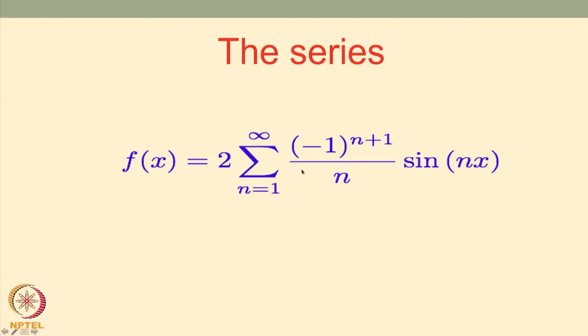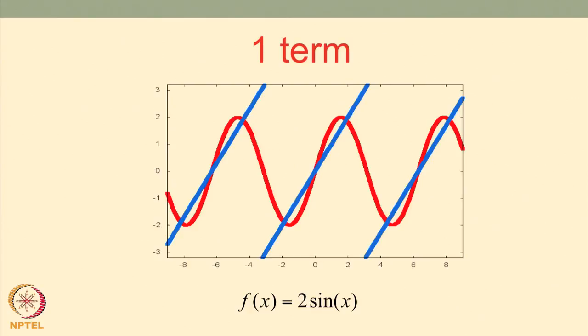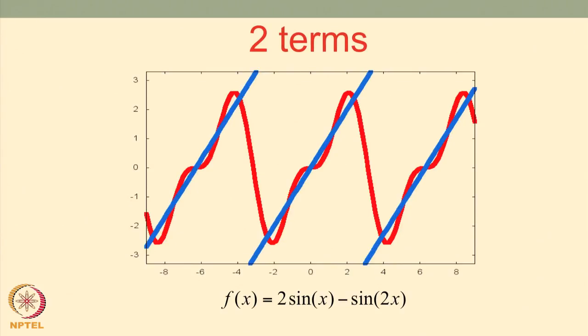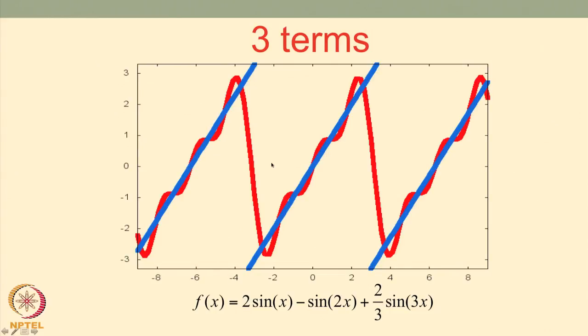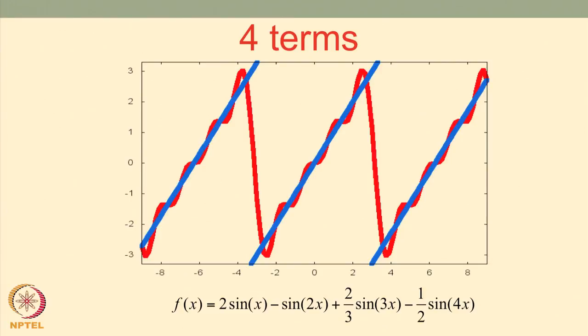I take one term by one term and plot. If I take the first term, which is 2 sin x, I plot. The sawtooth function is in blue and the first term is red. So I would get a function which doesn't look like the blue, but somewhat like that. If I add two terms, it is 2 sin x minus sin 2x, I would start getting somewhat slightly better. I add 3 terms, I would get slightly better. I would add 4 terms, I would start getting closer and closer to the blue.